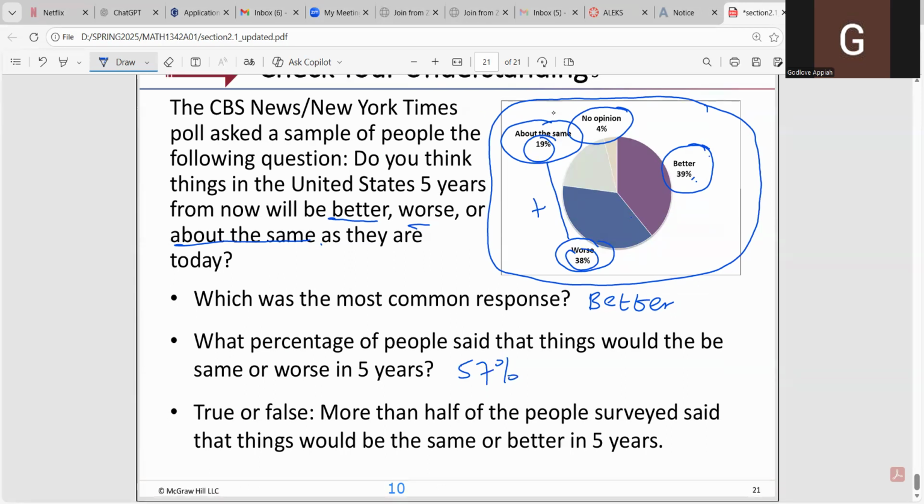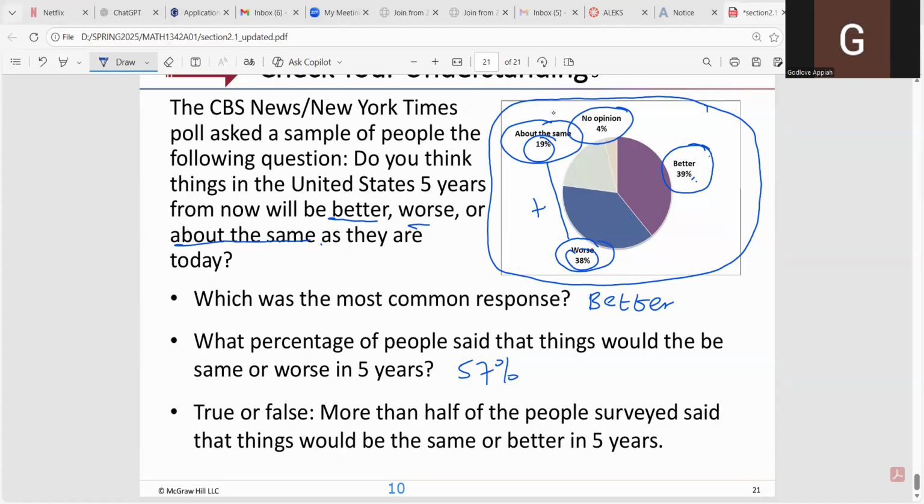All right, so the next question, this is a true or false question. More than half of the people surveyed said that things would be the same or better in 5 years. Is this true or is this correct? Can you type your answer? So the answer is true. So Stacy says true. Trip said true.